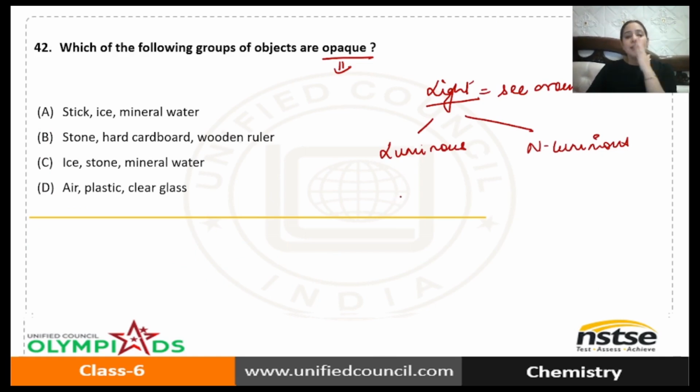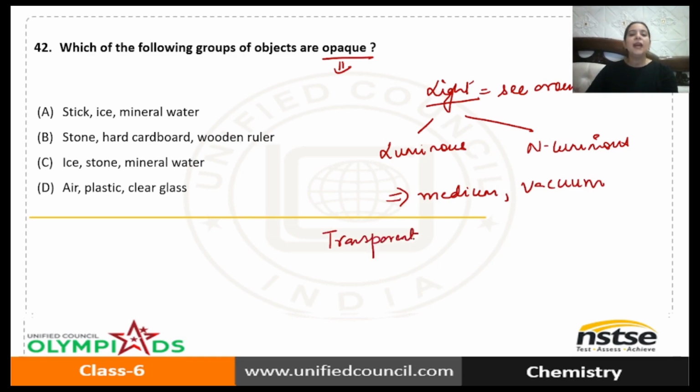Now, each and every substance doesn't allow light to pass through it. Light can pass through any medium, and light can pass through vacuum also. It can pass through anything. But there are a few substances which restrict the passage of light. All those substances which allow light to pass through them are transparent. Substances which allow a little amount of light to pass through are translucent, and the substances which don't allow light to pass through them at all are opaque.